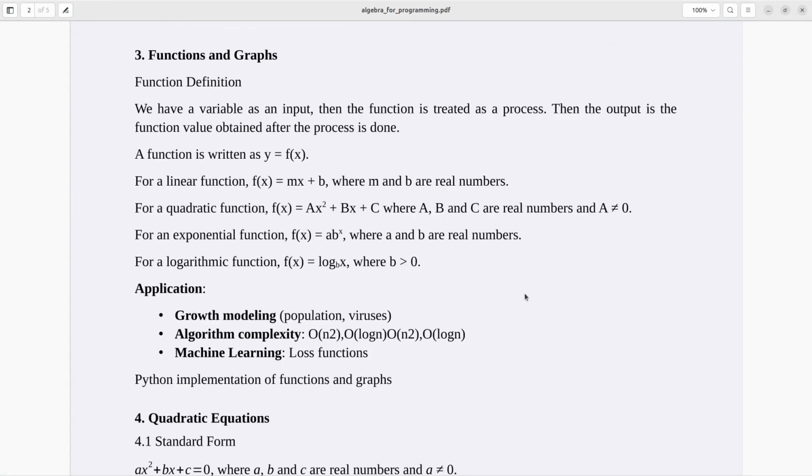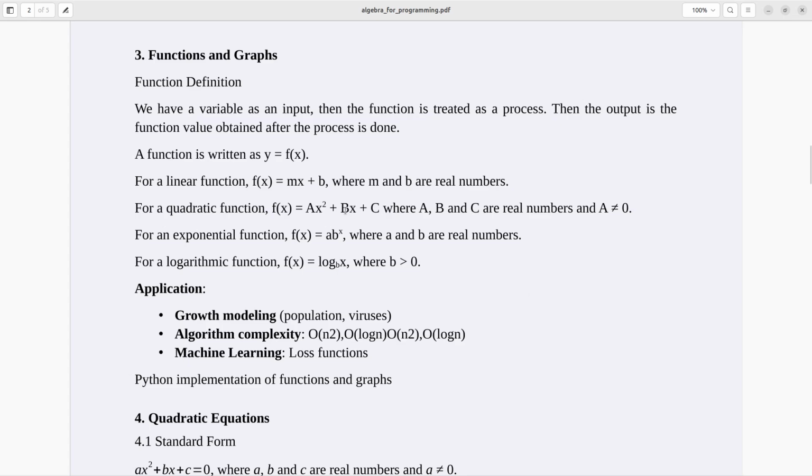Okay. Now, let us talk about another point of algebra called functions and graphs. So, what is a function actually? In the function, we have a variable as an input, and then the function is treated as a process, and then the output is the function value obtained after the process is done. That is the fundamental concept of a function.